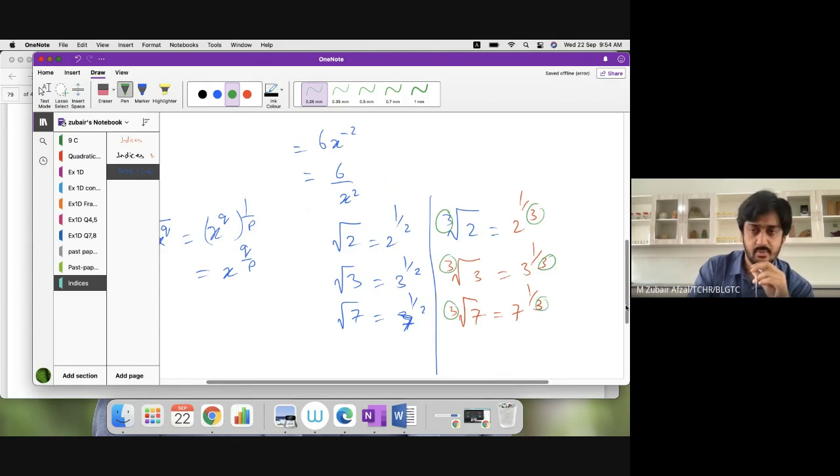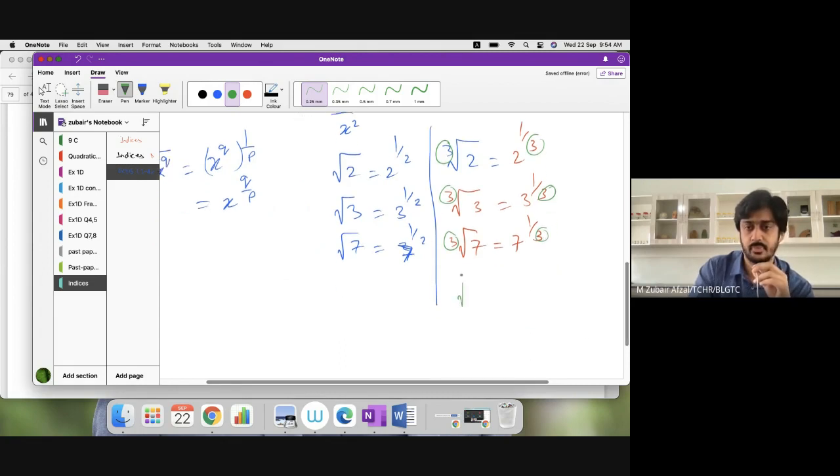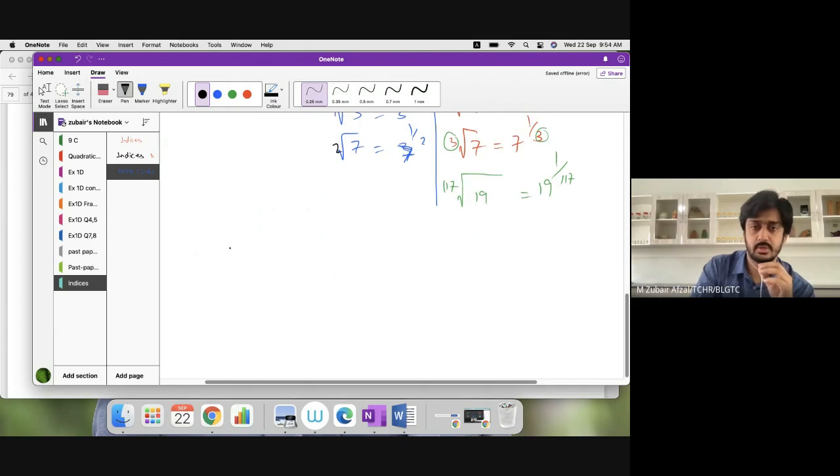Even if we write a very large number, suppose 117 and we have 19 here, so we'll write 19 raised to power 1 over 117. Whatever is outside the root comes here. And when there is nothing written like this, it is understood that this is 2 when there is nothing written. So for example, the question comes in under root a multiplied with the cube root of a.